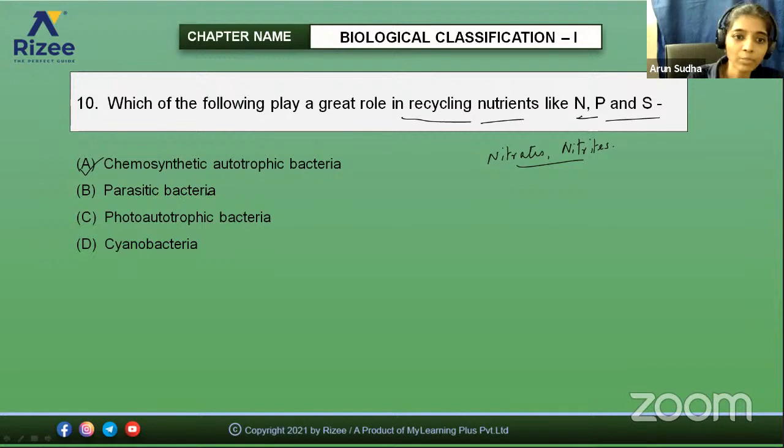And parasitic bacteria are dependent on living organisms, so it is not the option. Photoautotrophic means they use sunlight, so there is no role in recycling of nutrients. And cyanobacteria are also a photosynthetic bacteria. So the option is chemosynthetic autotrophic bacteria. Okay.